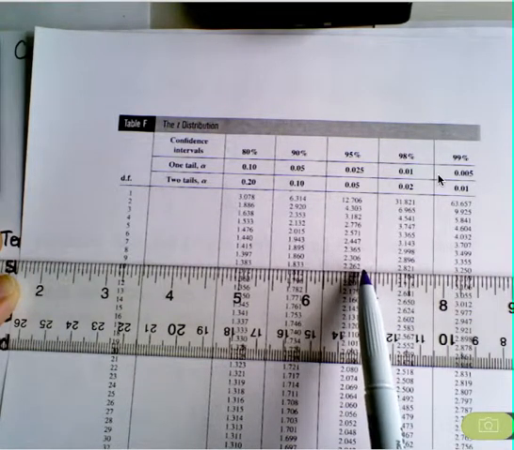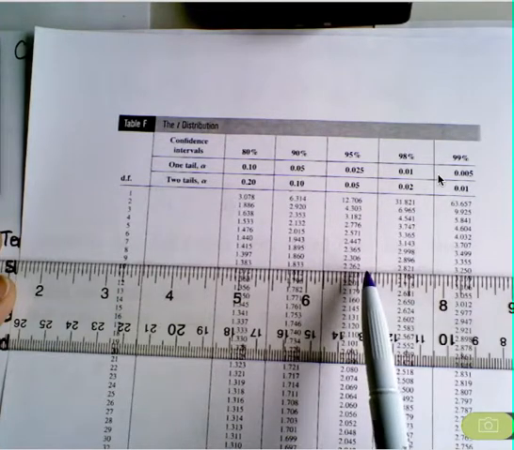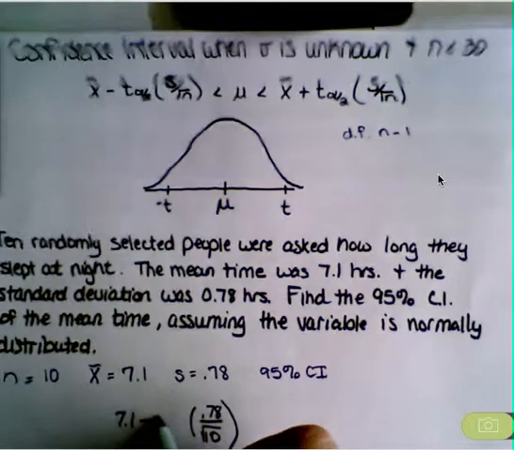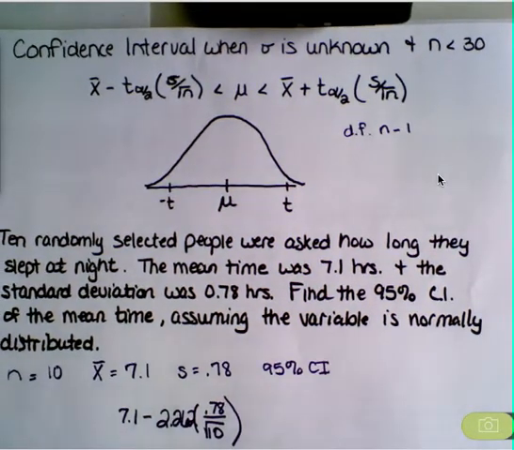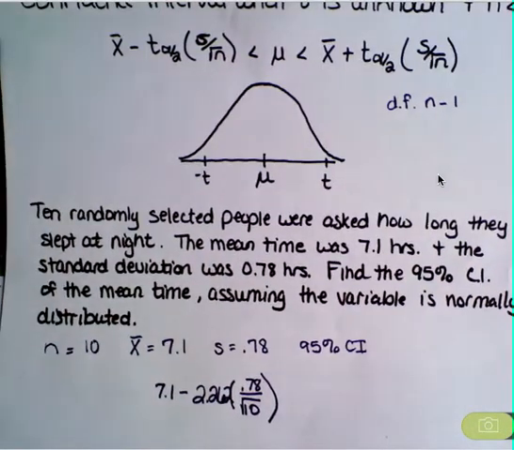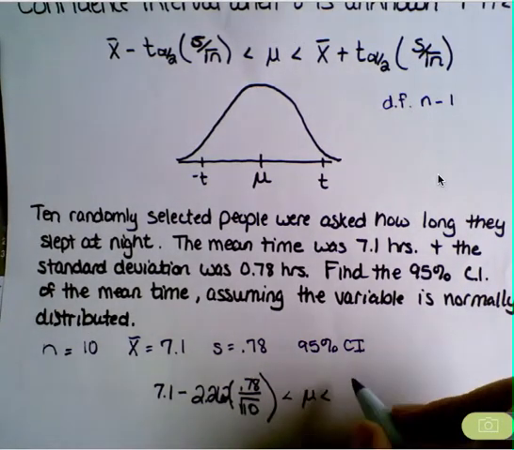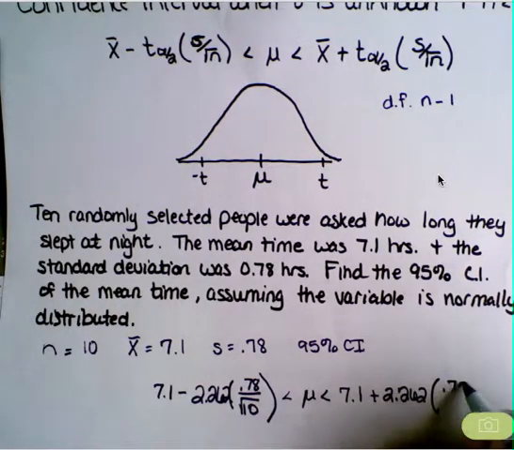telling me that my distribution is shaped such that for the 95% confidence interval, I would be 2.262 standard deviations away from the mean, to the left and to the right. So I have 2.262 substituted into that piece here, and that's my lower estimate. My upper one would be 7.1 plus 2.262 times 0.78 divided by the square root of 10.